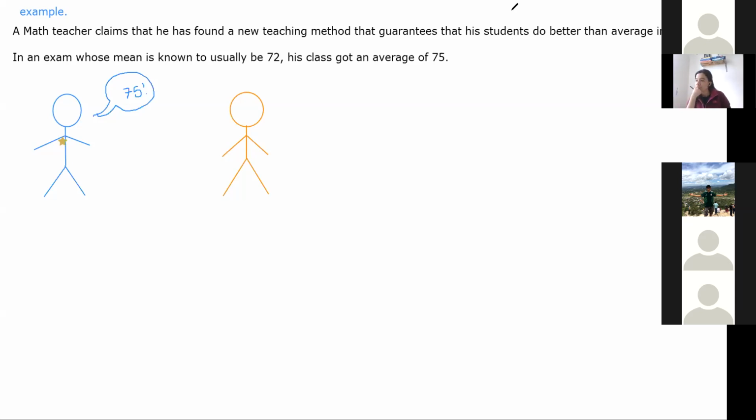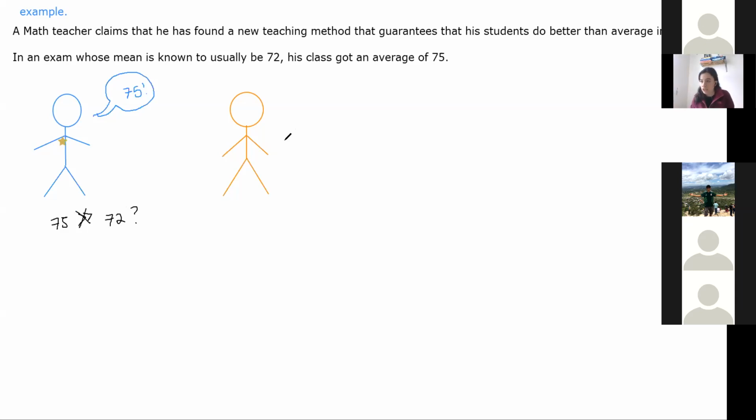75 isn't that much of a difference, so it's probably just due to chance or that his students are naturally smarter. Okay, so that might be an option, right? 75 doesn't look like it's that much bigger than 72. And in particular, we don't know if we should expect the results to be fairly close to 72 or if they vary a lot around 72.